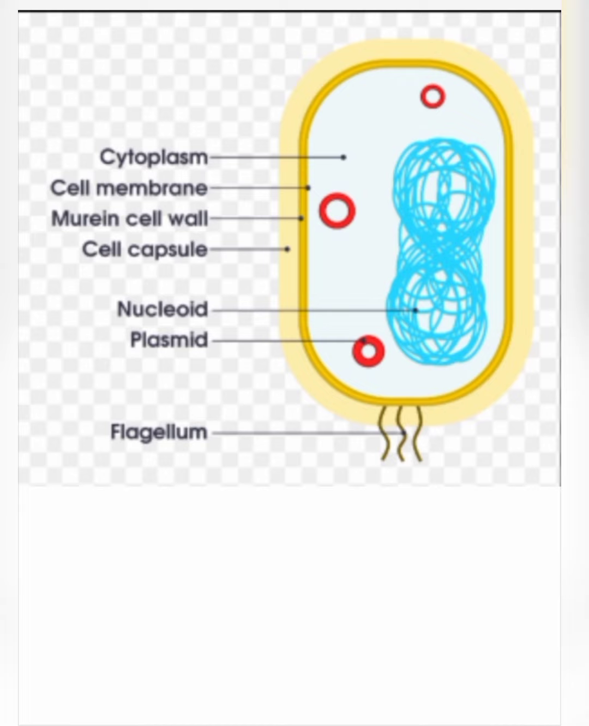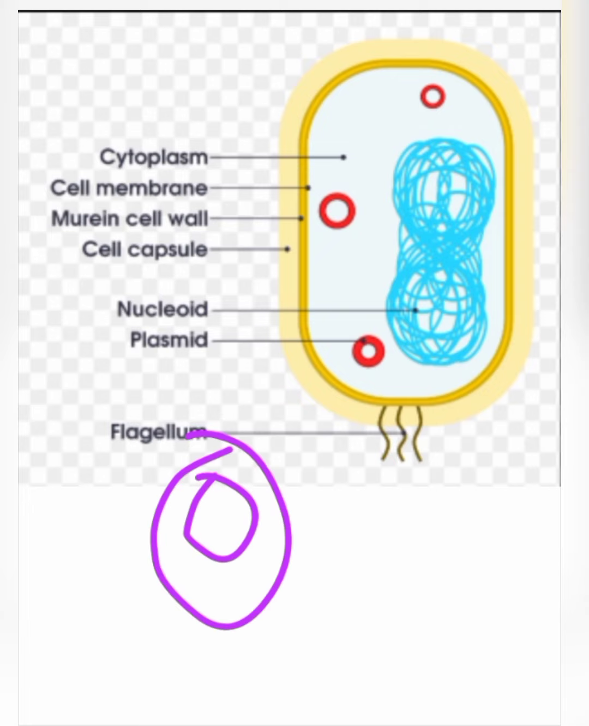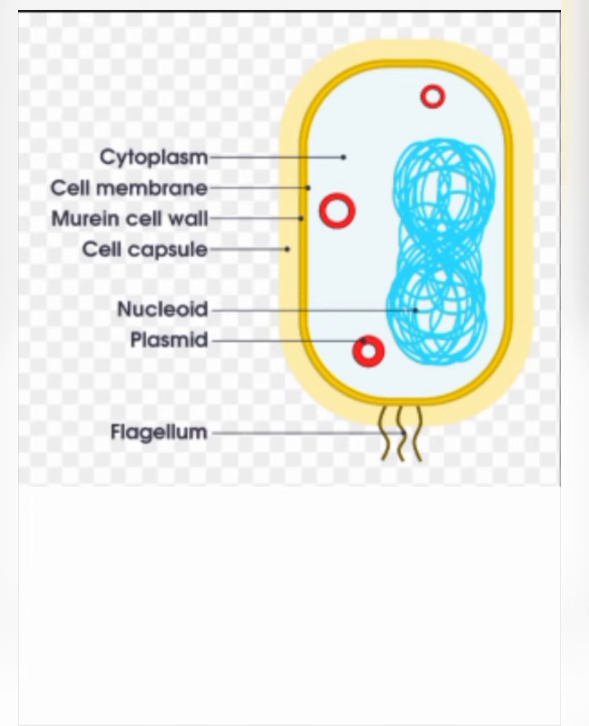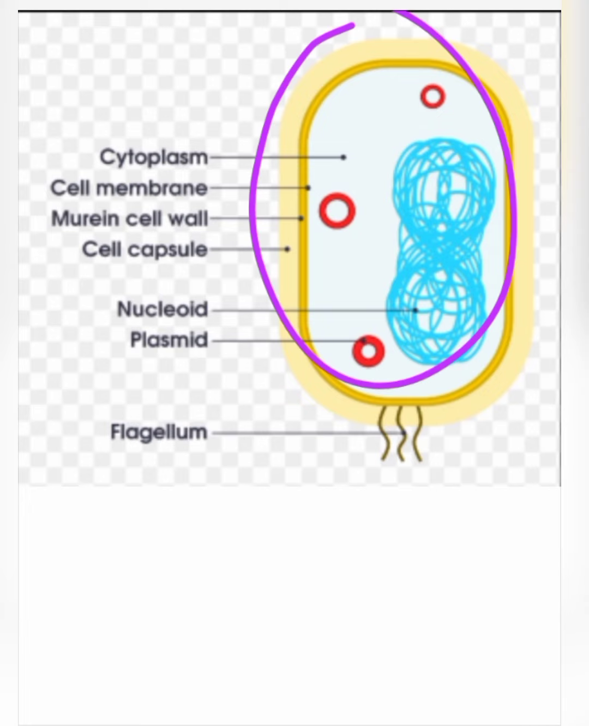Do you know what Roman dolls are? We have one, under that we have one, inside that we have one, inside that we have one. This is a kind of similar structure. Here the outer layer is a kind of capsule, and inner to that lies a dark yellow kind of layer, that is the cell wall, the murein cell wall, which is composed of a material known as peptidoglycan. So it is composed of a material called peptidoglycan.